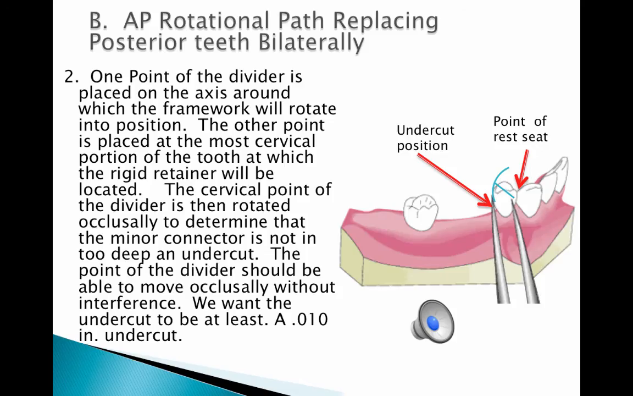One point of the divider is placed on the axis around which the framework will rotate into position. The other point is placed at the most cervical portion of the tooth at which the rigid retainer will be located. The cervical point of the divider is then rotated occlusally to determine that the minor connector is not in too deep of an undercut to rotate out of the area posterior to the abutment. The point of the divider should be able to move smoothly without interference.